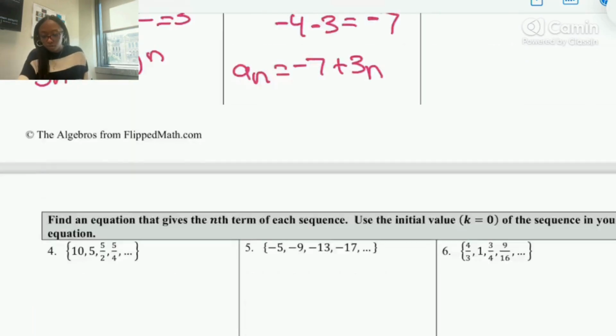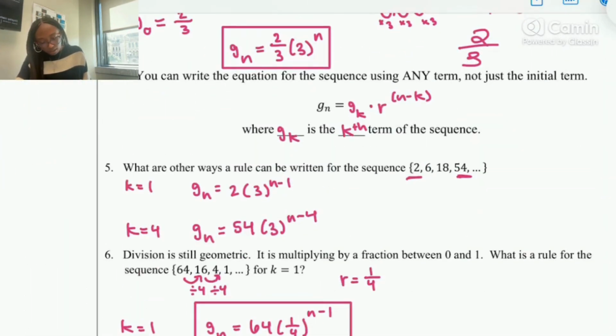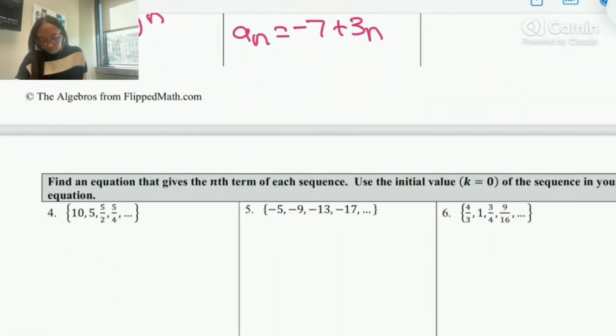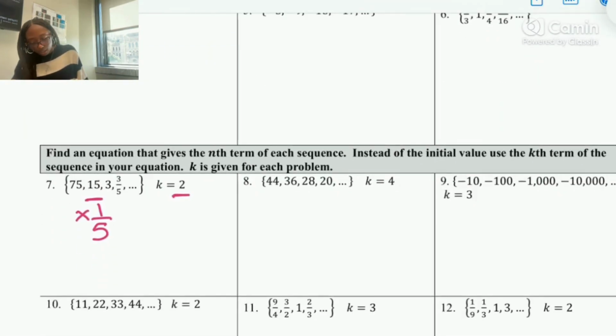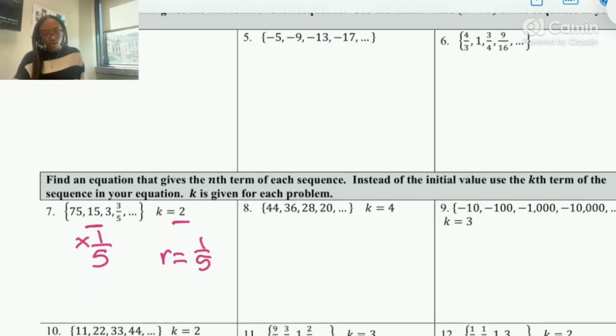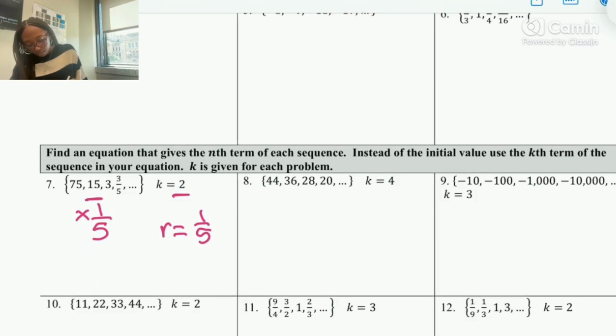So when we go to find our equation, we have g of n equals g of k times our common ratio to the power of n minus k. Going back down, we know that r equals 1/5, and we want to find our second term, which is 15. So plugging those in, we get g of n equals 15 times our ratio, which is 1/5, to the power of n minus 2.